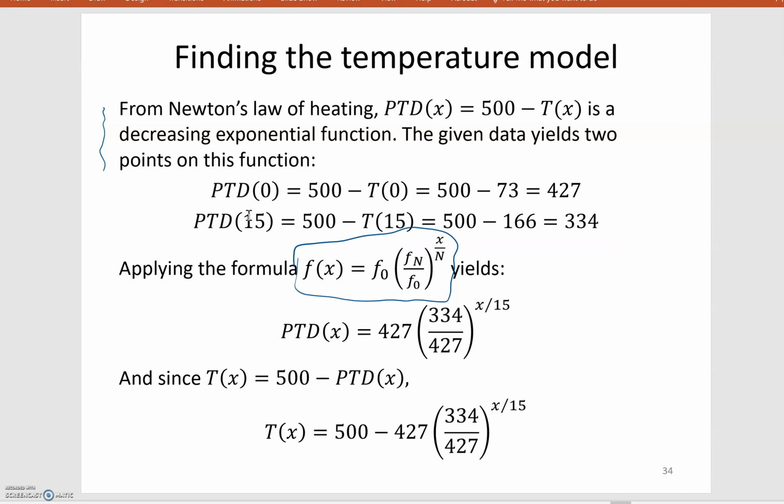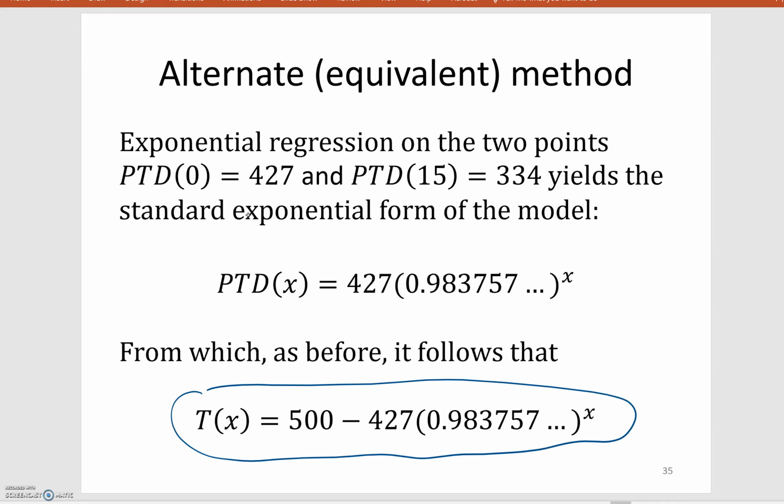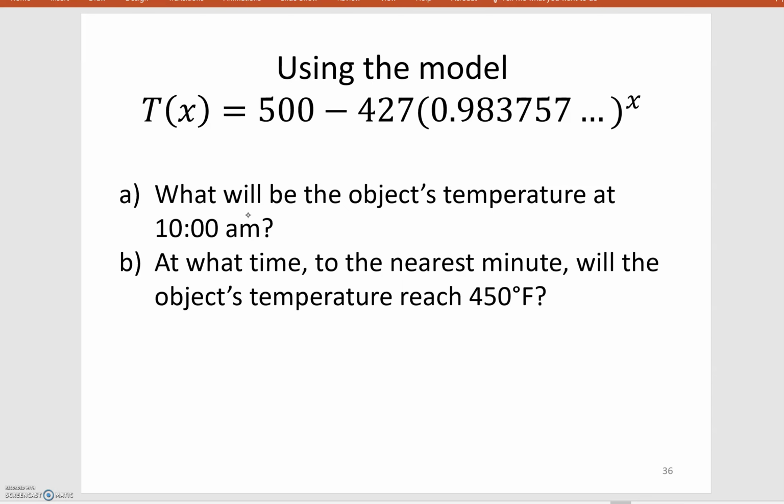So we can just use that instead. At least that's what I'm going to do. So I have also this alternate method presented here, and that's what we just did. We did the alternate method, and that was our answer. Okay, so now we can use this model for some stuff.